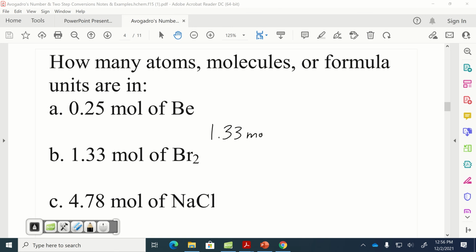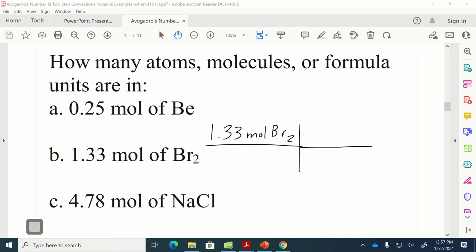1.33 moles of bromine. You just leave the bottom blank. Technically, if you have an empty box, it's just a 1 in there. I go to the next one over. I'm coming from moles, going to, in this case, molecules, because bromine is a diatomic molecule. I see moles with a different type of unit, so moles get 1. Molecules get 6.02 times 10 to the 23rd.